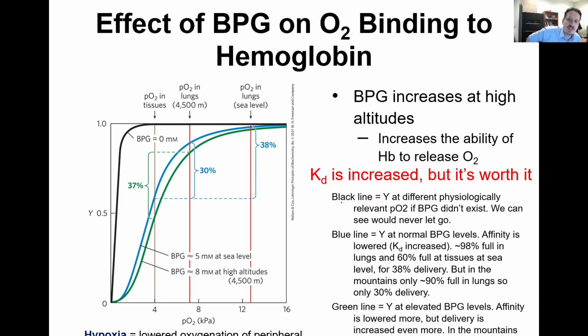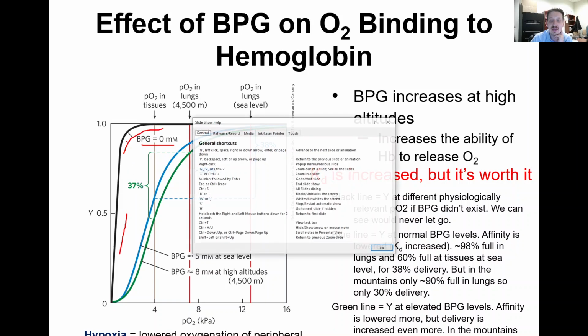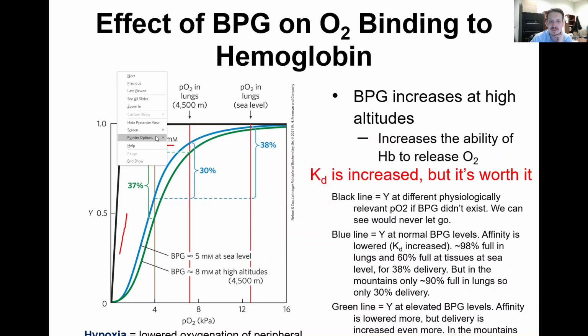And this becomes important for things like altitude sickness. Now, like I said, remember that the BPG is required for the protein to exist in the T state. So without BPG, it just exists in the R state. And look at this black line here. Looks an awful lot like the R state that we looked at earlier on. But the reality is that there is BPG.